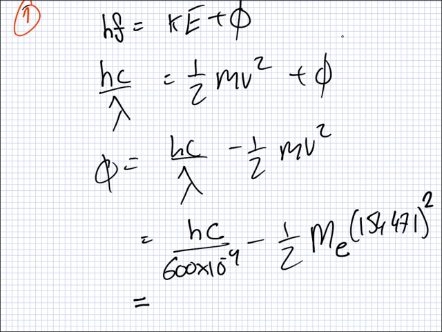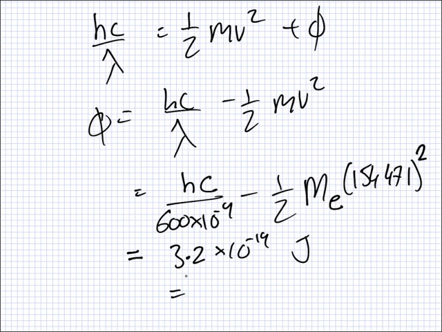Got an answer, Matt? Oh, thank you, Chow. So, this is 3.2 times 10 to the minus 19 joules, which I'll write as electron volts now. 1.998 electron volts. So in other words, 2 electron volts.